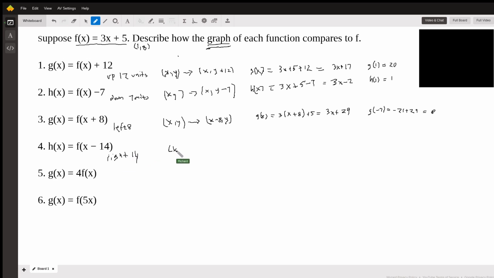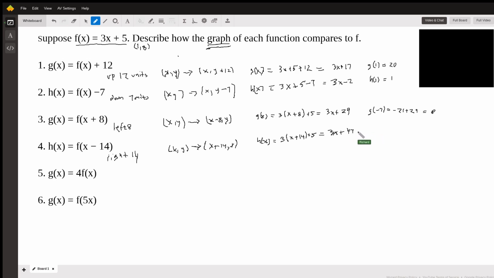The xy mapping looks like this. So it's going to be x plus 14 comma y. If we wanted h of x, it's going to be 3 times x plus 14 plus 5. So it's going to be 3x plus 3 times 14 plus 5, which is 47.